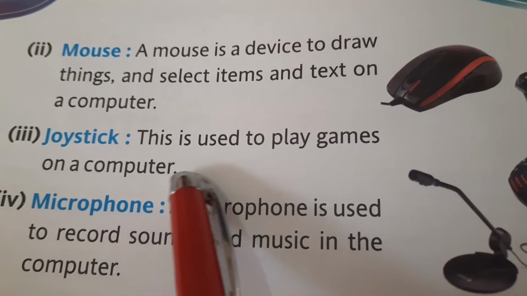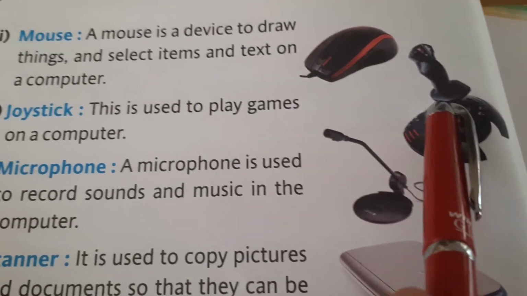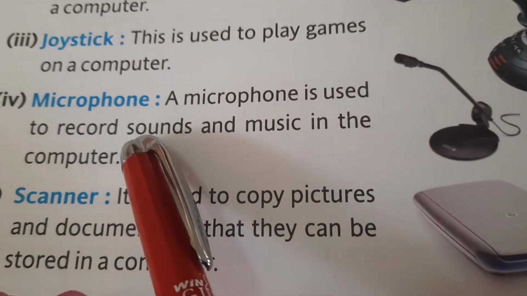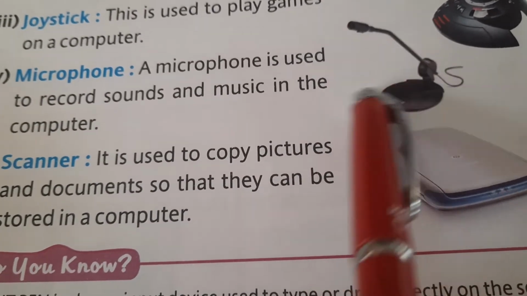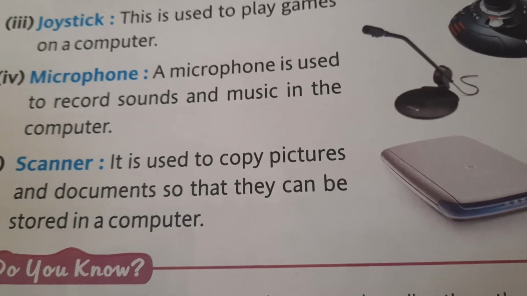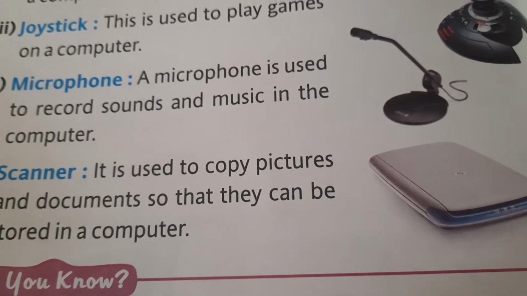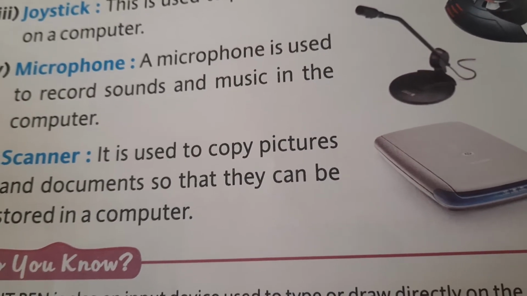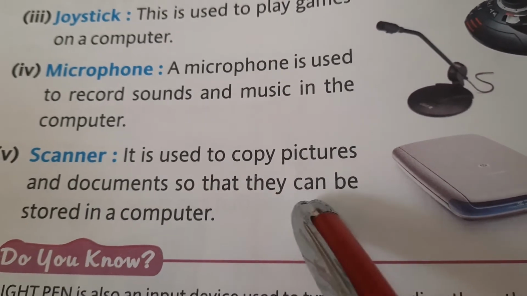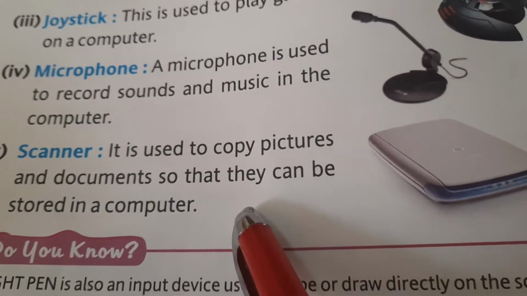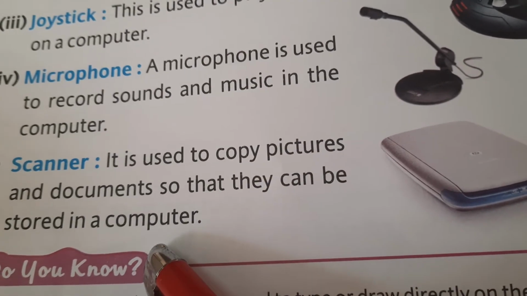Then third is joystick. This is used to play games on a computer. Then microphone. A microphone is used to record sounds and music in the computer. You must have seen this device during this period of pandemic, because it must be used by your elders if they are conducting meetings on the computer. Then scanner. It is used to copy pictures and documents so that they can be stored in a computer.